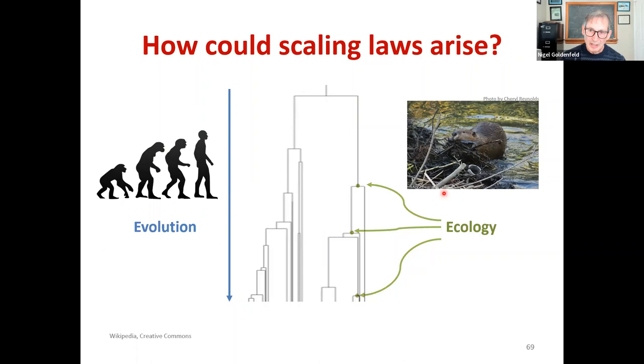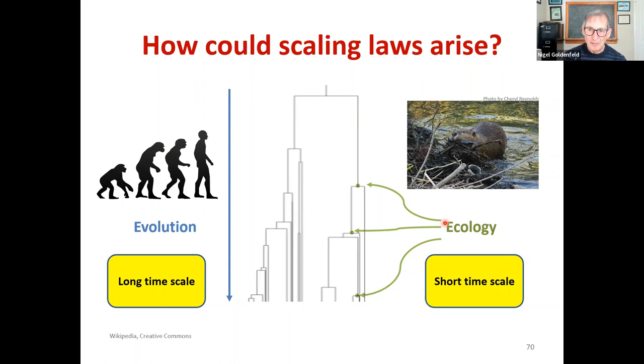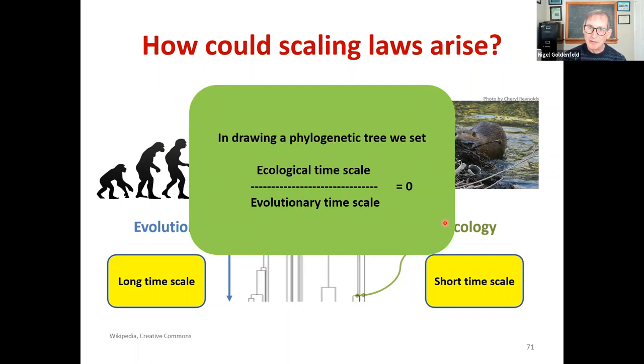So these ecological processes are the things that enable a new mutant or new variation, a new speciation, to then survive in its environment, spread, eventually go to fixation and form a new species that can be observed in nature. Evolution, of course, is something that is occurring on long time scales. Ecological processes are relatively short. And so when we draw a phylogenetic tree, what we are doing is setting the ecological time scale divided by the evolutionary time scale to be zero.